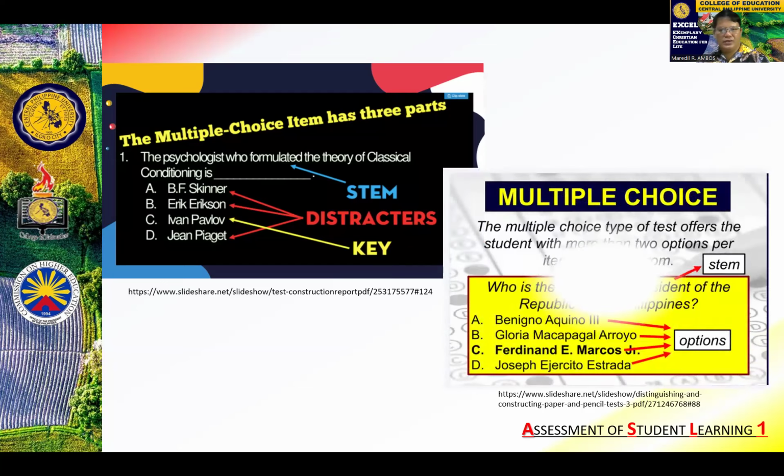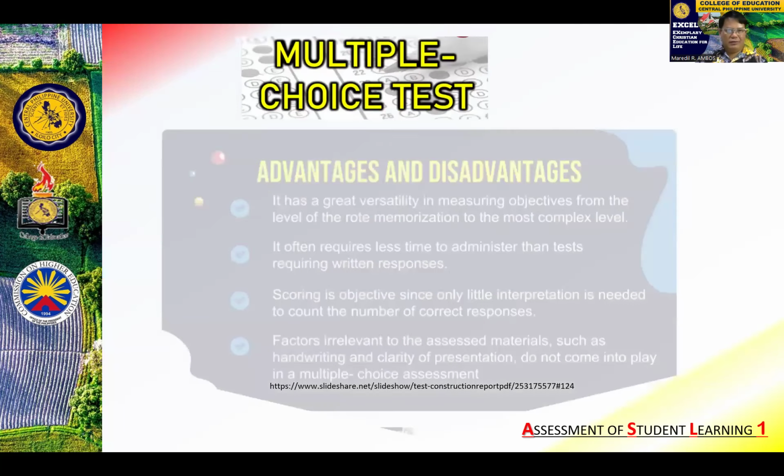Okay, so that's it. Another presentation: you can see the multiple choice type of test offers students more than two options per item to choose from. So you can have, of course, four options. And the question is, who is the incumbent president of the Republic of the Philippines? Supposing it's the present, the answer is, of course, Ferdinand E. Marcos, the present president. Okay, so the question is called, of course, the stem, as what we have mentioned.